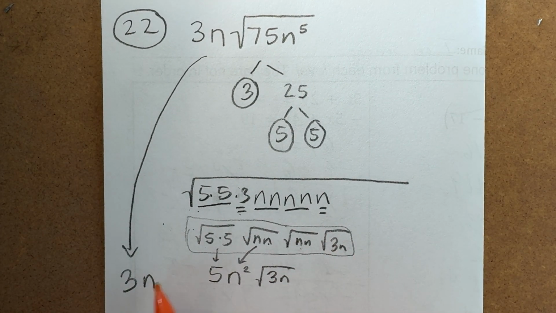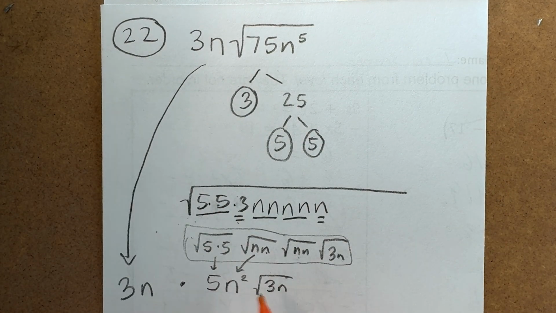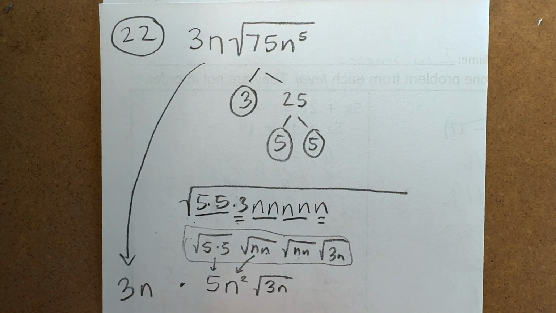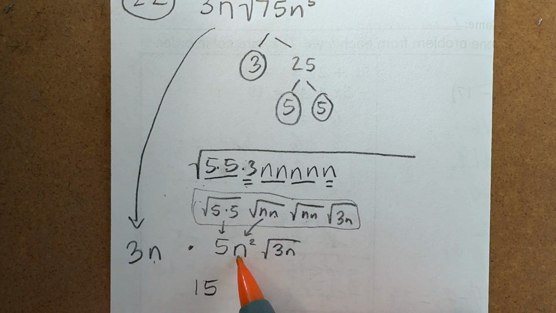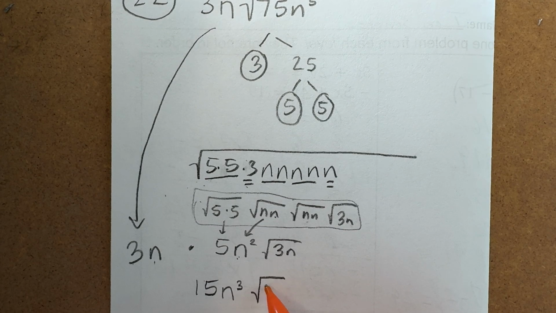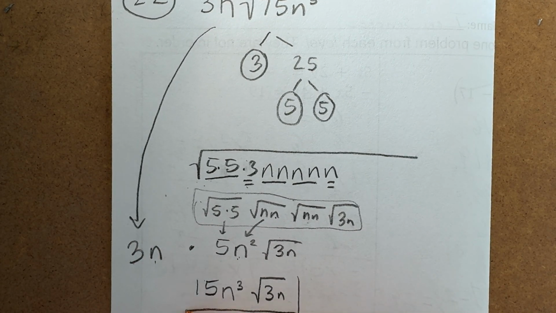Okay, and I almost forgot, but since I brought this down at the end, I'm like, oh wait, I forgot about this. So I did this as if it was just this, right? And now I'm gonna multiply this 3n times the outside. So 3 times 5 is 15. This is n times n times n. That's n to the third. And it doesn't change anything on the inside, right? This is something that's being multiplied on the outside. It doesn't change anything on the inside.